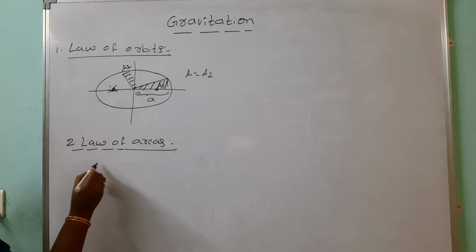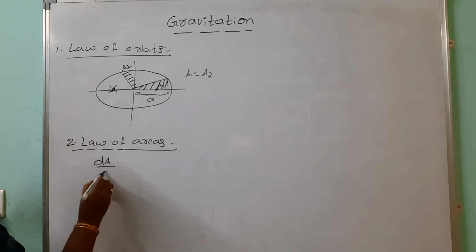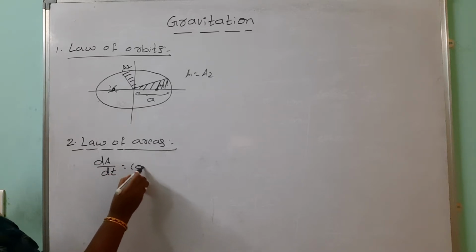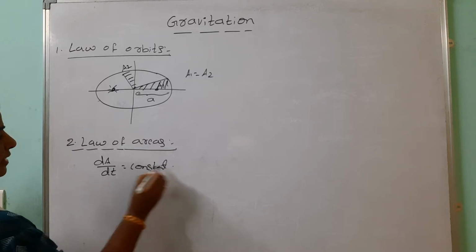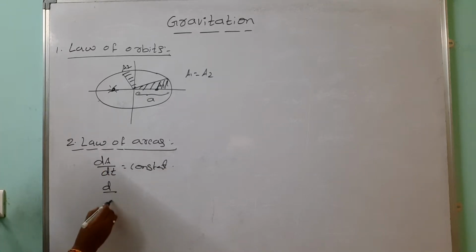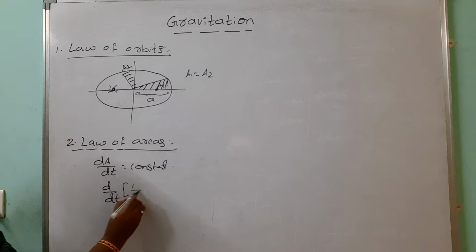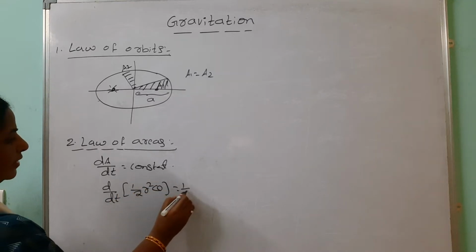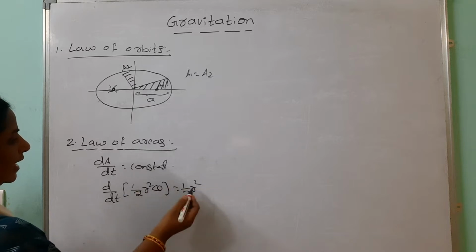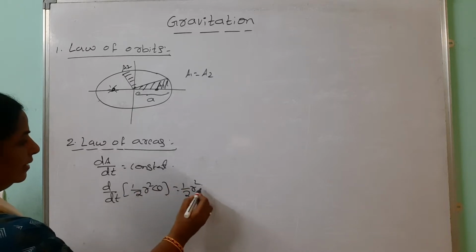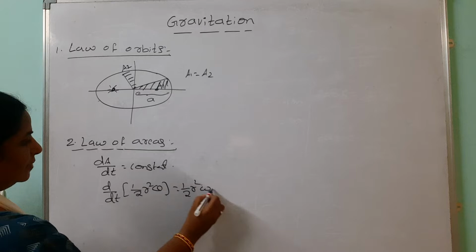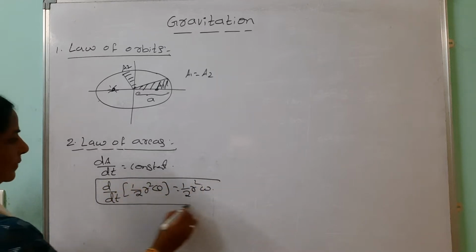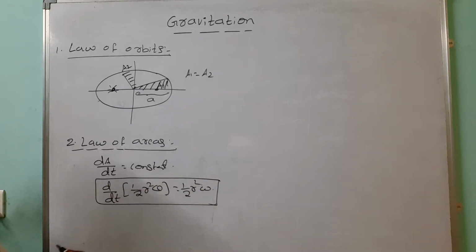So simply you can say that dA by dt is equal to a constant. Instead of dA, what are we writing? Half r square d theta. So dA by dt equals half into r square into d theta by dt, where the rate of change of angular displacement gives the angular frequency. This is called the law of areas.